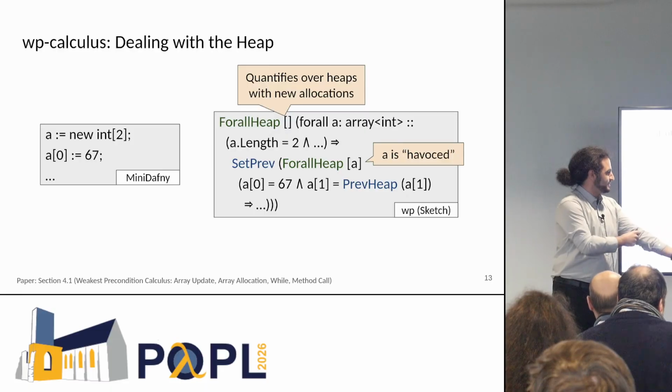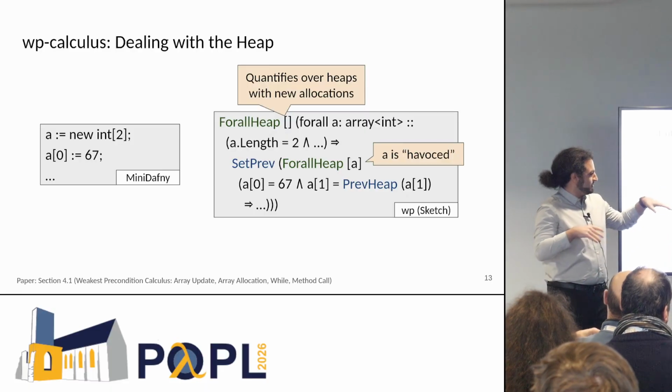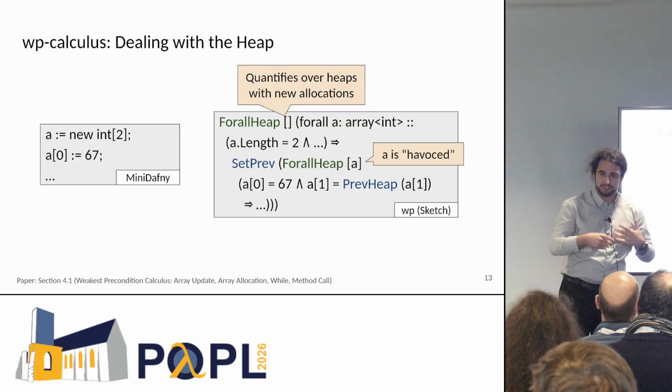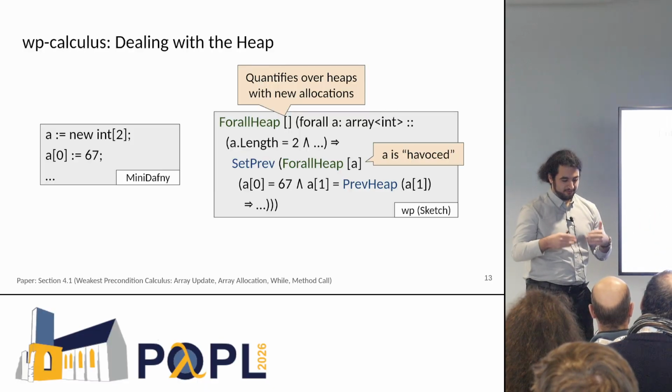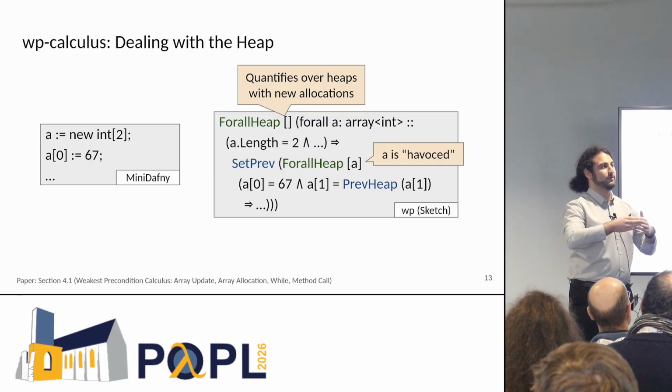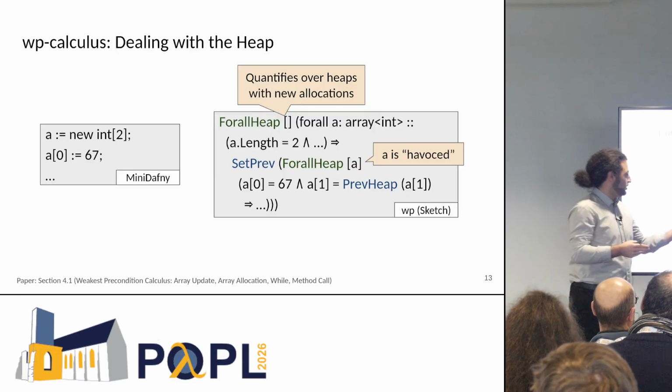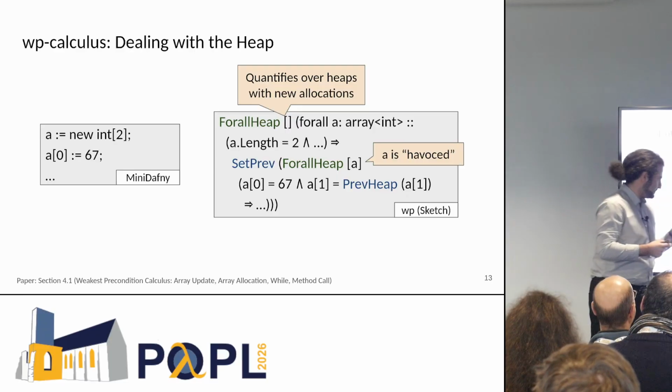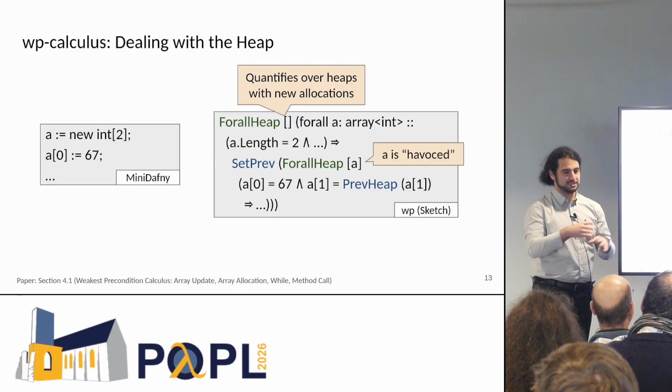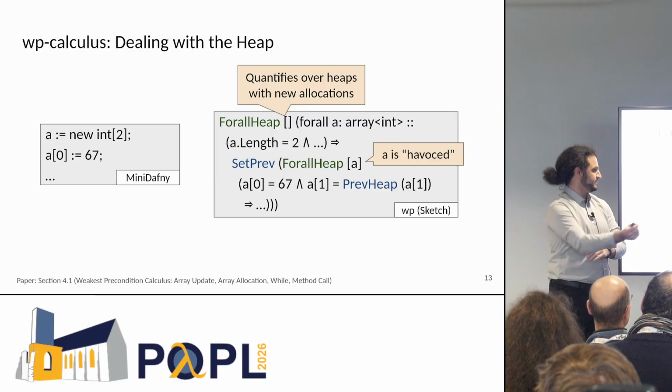Now, you shouldn't get lost in all the text. But the key point is this for all heap, which is an expression that we added. And what it does, it quantifies over all heaps, allowing new allocations. And it also havocs everything that is in this list. So havocing means that it essentially forgets what the contents are, but the types are maintained.